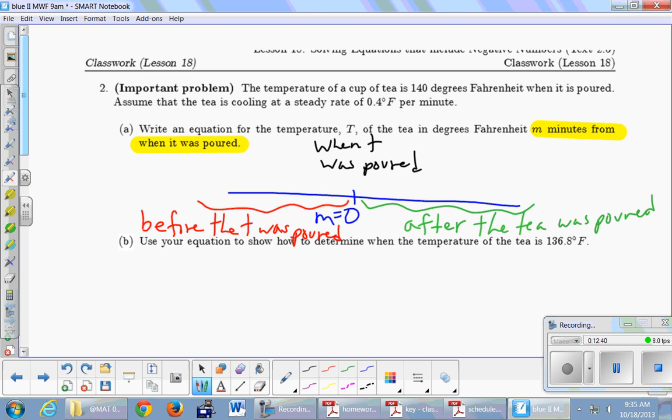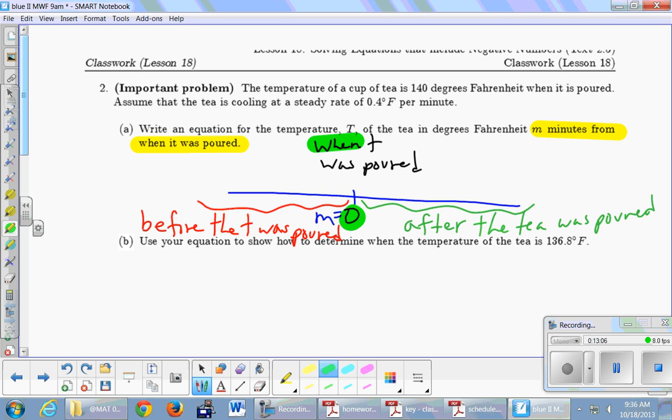So we're going to have a lot of problems coming up in the next bunch of classes that have to do with time. And we're going to have a 0. And that 0 is associated with the keyword when. When the tea was poured, when the ship left the dock, when the plane took off, when you started the quiz. That when is the keyword for 0. Okay, so maybe I can highlight when goes with 0.